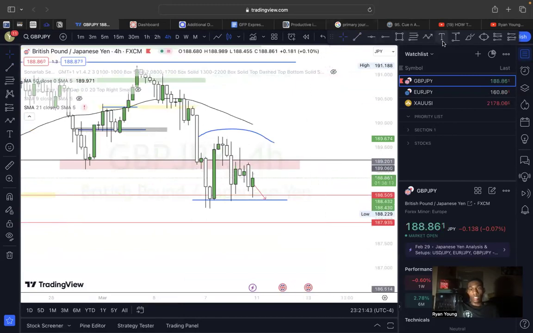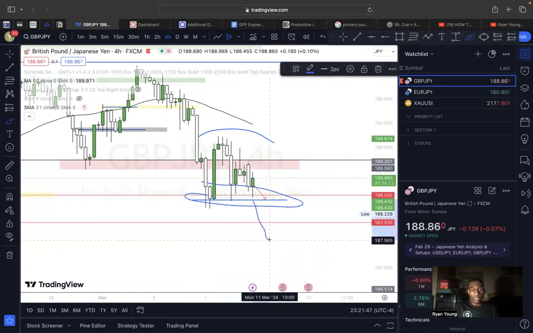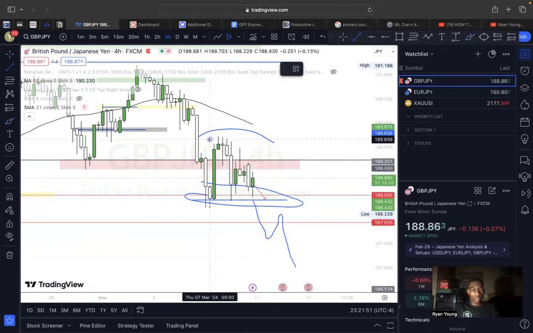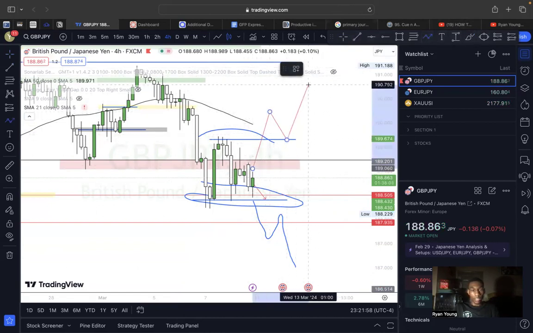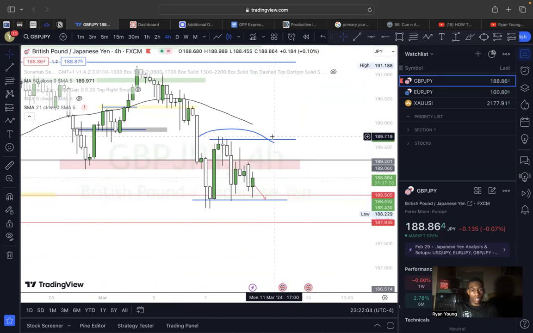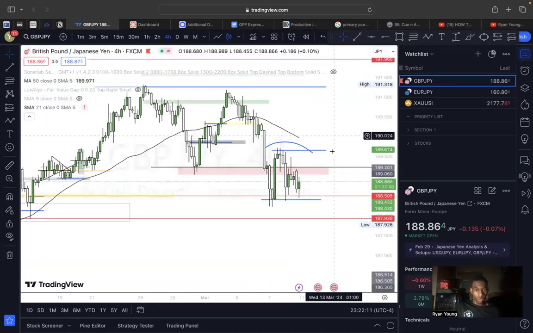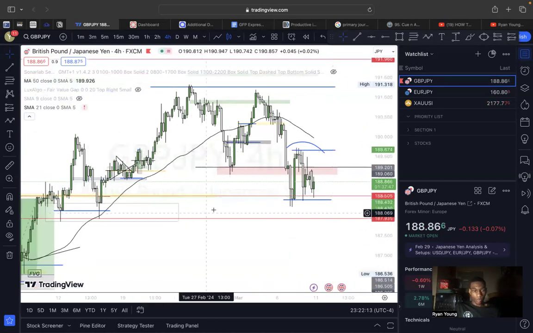I'm going to be waiting until we get either a break out of this area right here and continue on to the downside, or we wait until price breaks above here and goes to the upside. So there's not too much to add on to that. That's basically what I see as of right now with the data that I am presented.